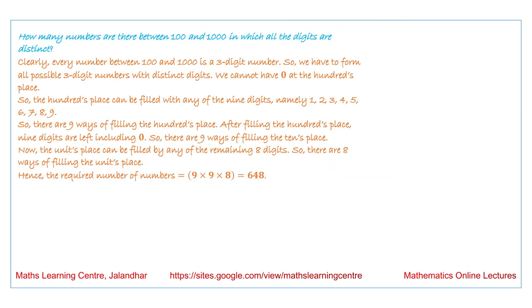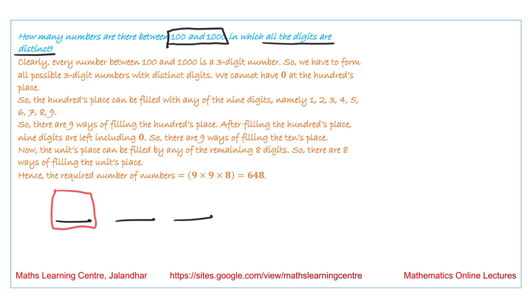Next is how many numbers are there between 100 and 1000 in which all the digits are distinct. So we are talking about the 3-digit numbers over here. These are the numbers lying between 100 and 1000. Now for filling this first place, we have the options 1, 2, 3, 4, 5, 6, 7, 8 or 9. Because 0 cannot be filled over here. If we write 0 over here, it is not a 3-digit number.